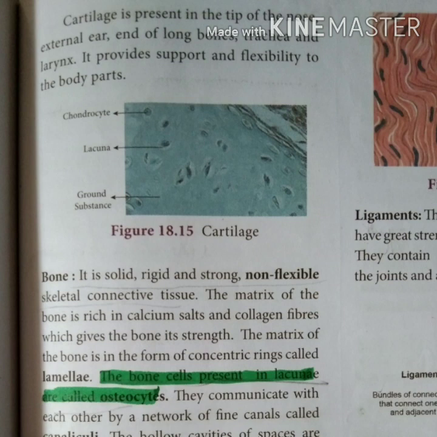Look at this picture. This blue picture shows the cartilaginous bone, with small round-shaped cells that are called chondrocytes, which are placed in the lacunae. Then the ground substance, called the matrix, is shown in this picture.